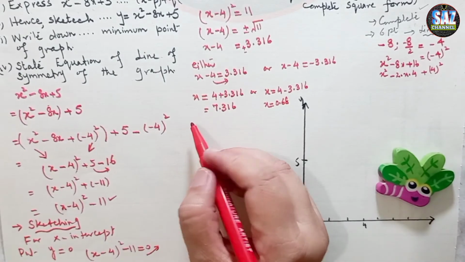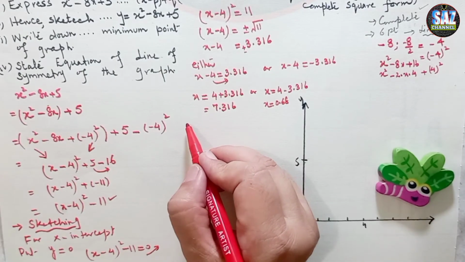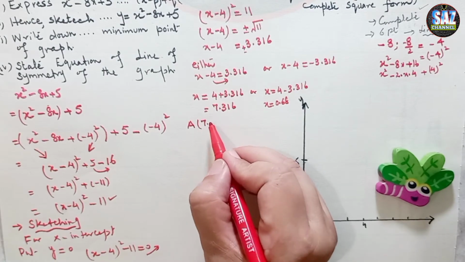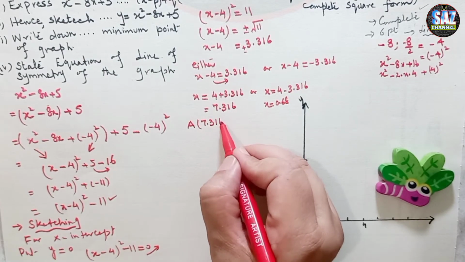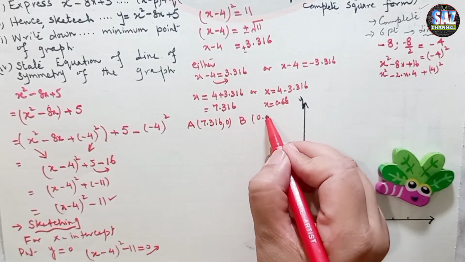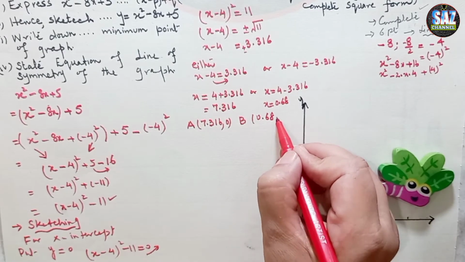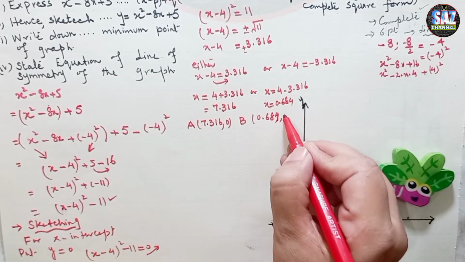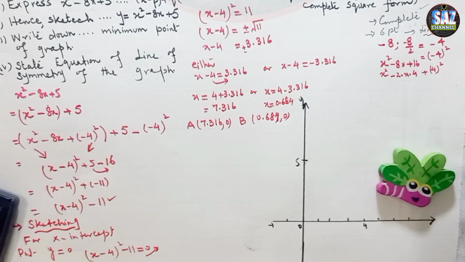So I'm getting two x intercepts. Let point A be 7.316 and 0, and point B be 0.684 and 0, and let me underline these 2 points, the x intercepts.